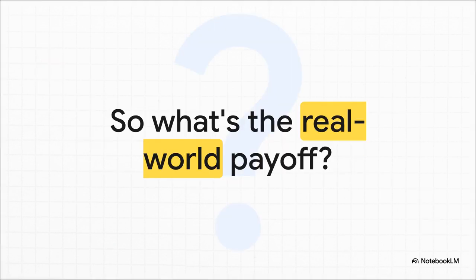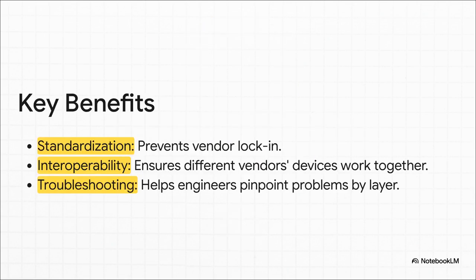That's a pretty complex system, right? So what is the actual, tangible, real-world benefit of doing things this way? Why go through all this trouble? The payoffs are absolutely massive. First, standardization and interoperability solve our charger drawer problem for good. No more vendor lock-in. Any device can talk to any other.